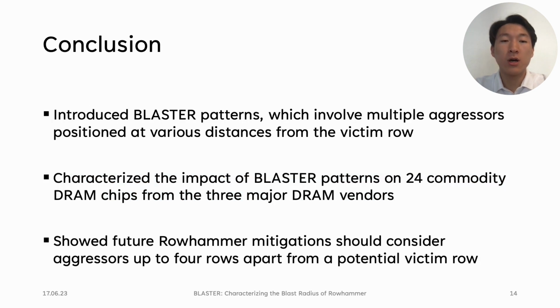In conclusion, we introduce blaster patterns, which involve multiple aggressors positioned at various distances from the victim row. We characterize the impact of blaster patterns on 24 commodity DRAM chips obtained from 3 major DRAM vendors. We showed that future Rowhammer mitigations should consider aggressors up to 4 rows apart from a potential victim row.